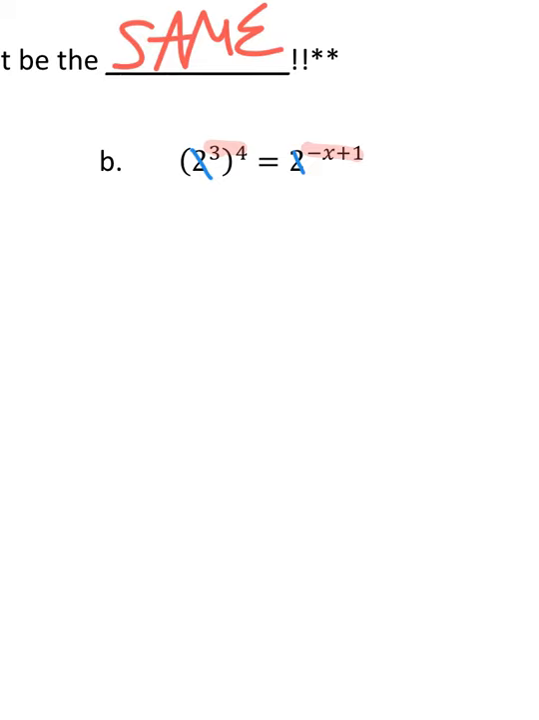Now be careful with the left-hand side because that doesn't become 3 to the 4th. It's 3 times 4. So you're going to need to make sure to distribute or multiply whenever you see something like that. So that's 3 times 4.